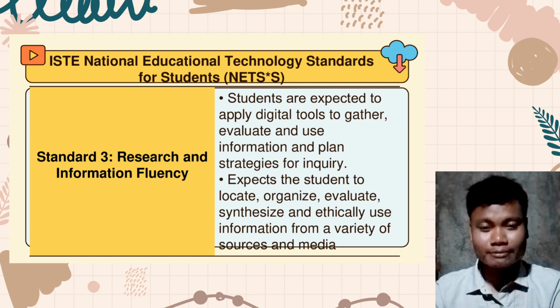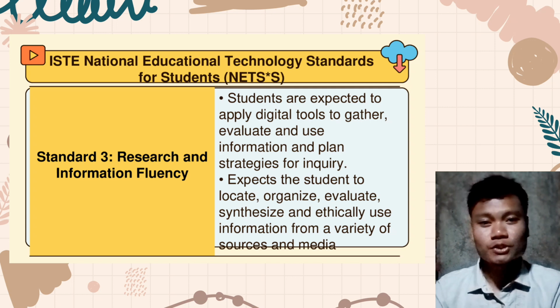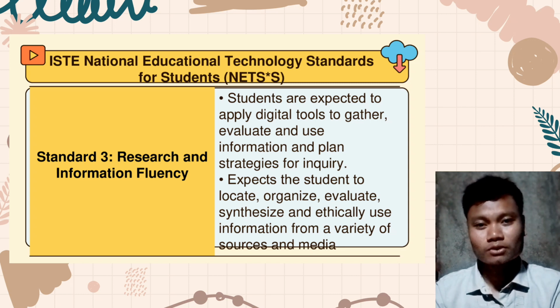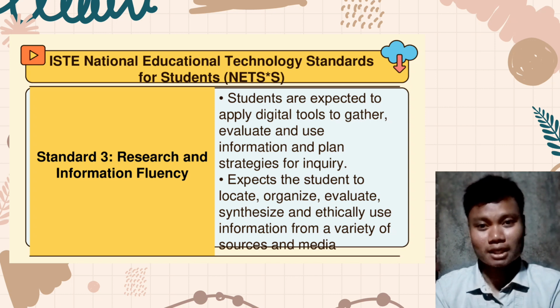Standard number three, research and information fluency. The students are expected to apply digital tools to gather, evaluate, and use information and plan strategies for inquiry. This standard expects the students to locate, organize, evaluate, synthesize, and ethically use information from a variety of sources and media.